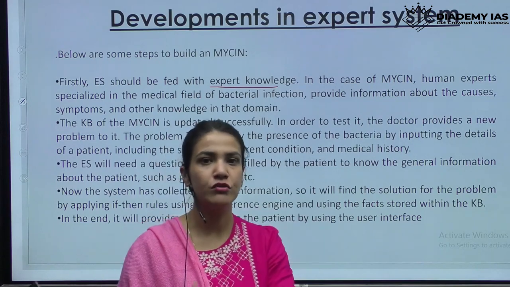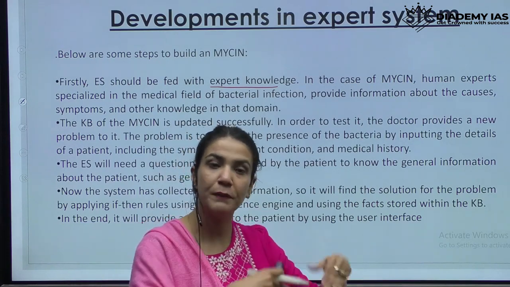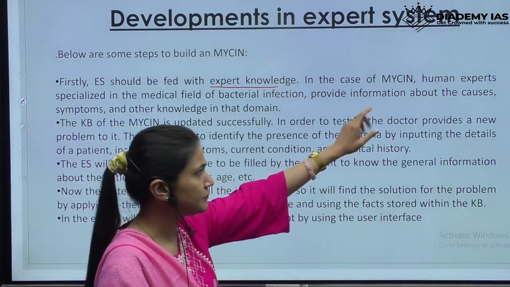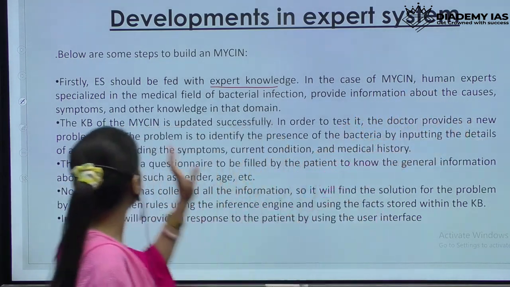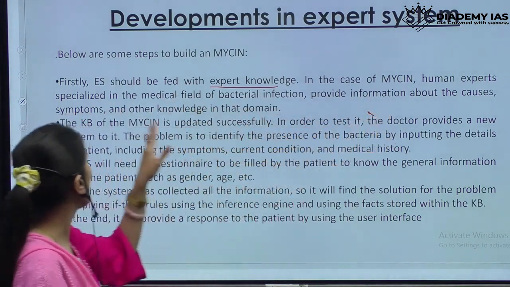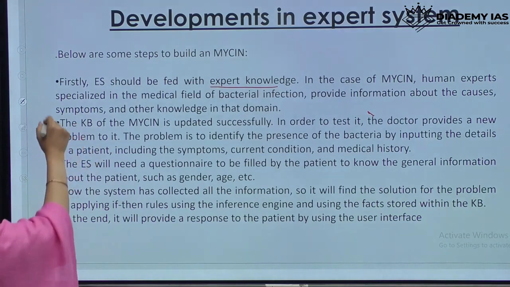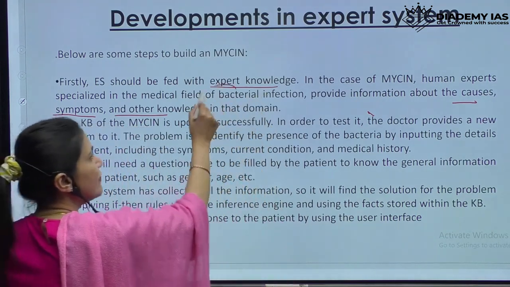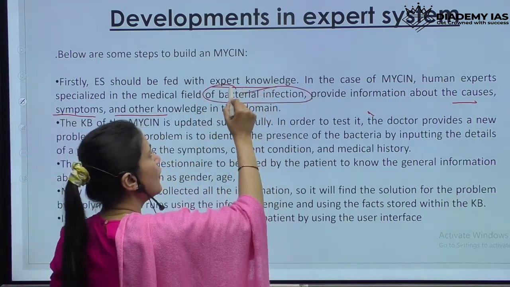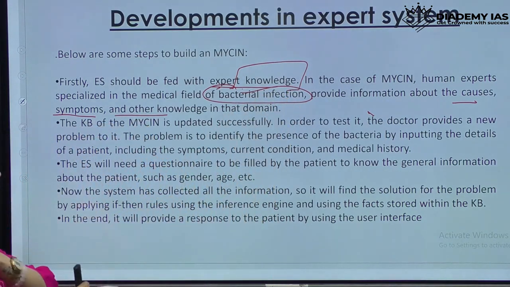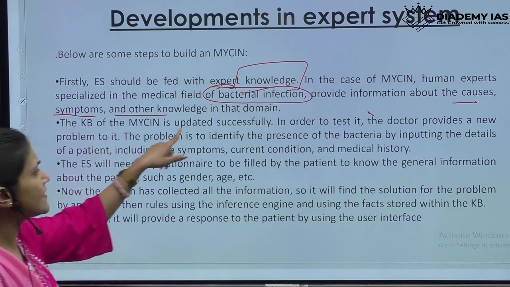Definitely, the expert system should already have predefined expert knowledge with itself. You cannot wait for the user to provide certain facts. You need to be pre-ready with the knowledge base. In case of MYCIN, human experts specializing in the medical field of bacterial infection provided information about the cause, symptoms and other knowledge in that domain. All the relevant information related to bacterial infection was already provided in this knowledge base, right? So it was already pre-installed there.